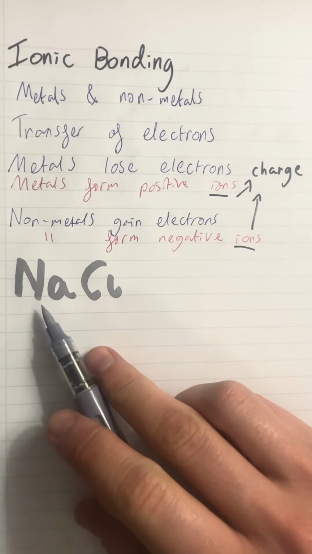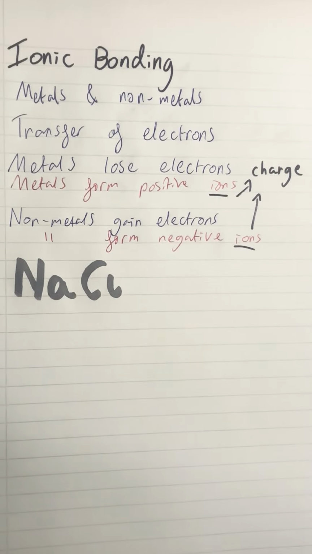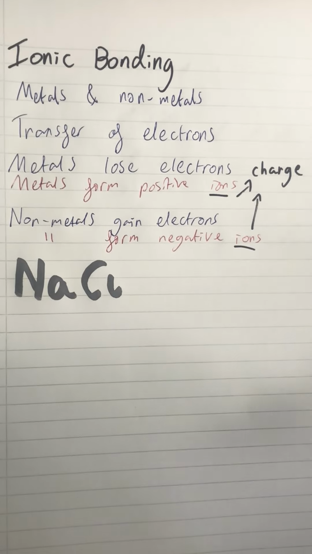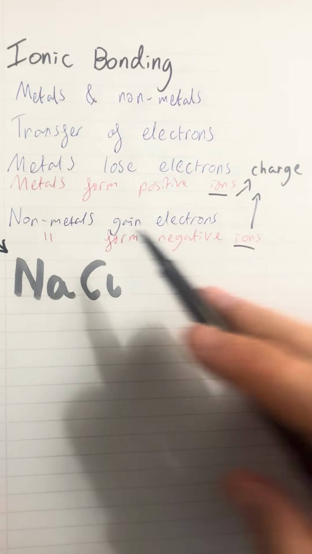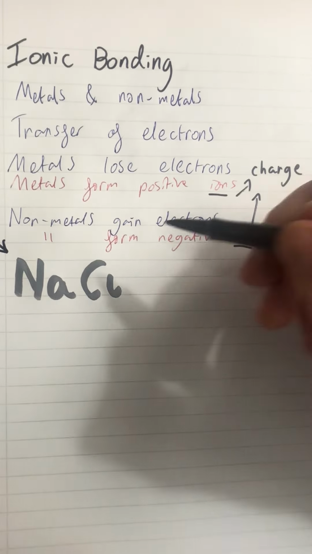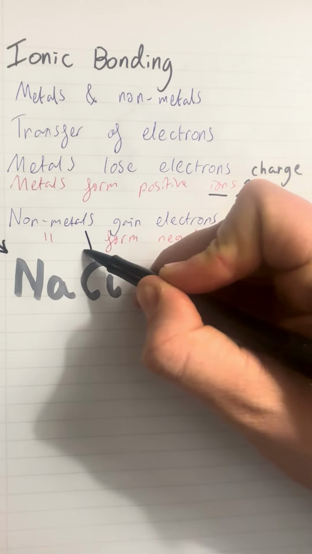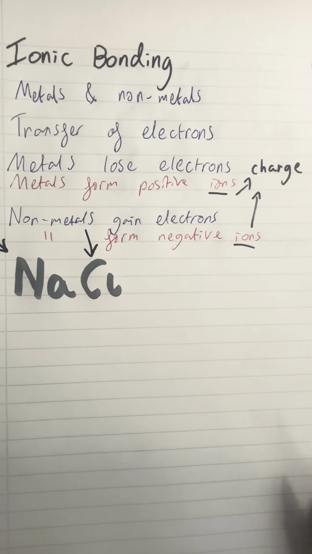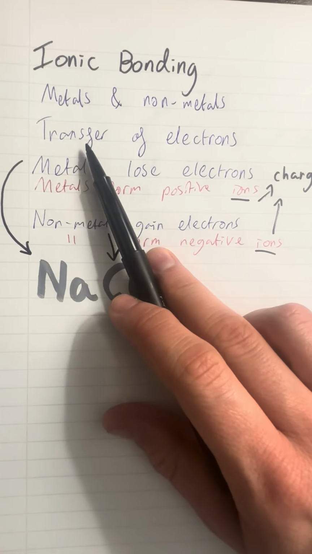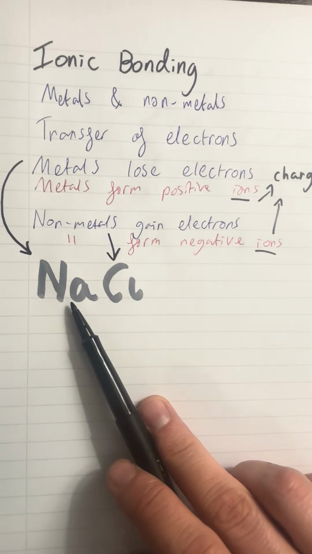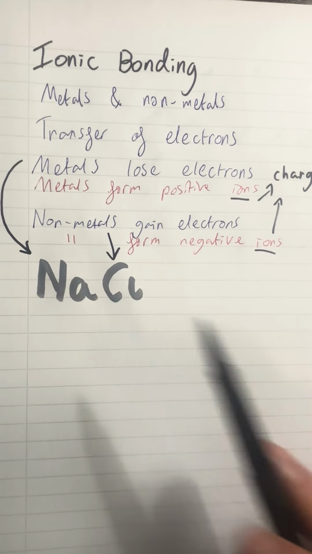chloride. Na is sodium, Cl is chlorine. Sodium is the metal. It will lose electrons. Chlorine is the non-metal. It will gain electrons. Okay, the electron is transferred from the sodium to the chlorine.